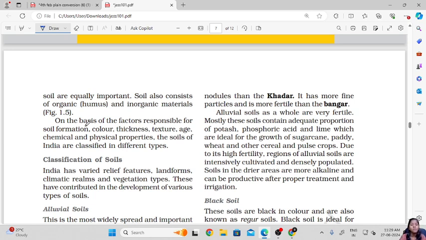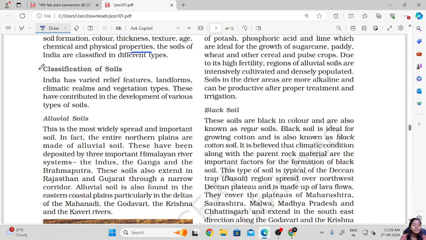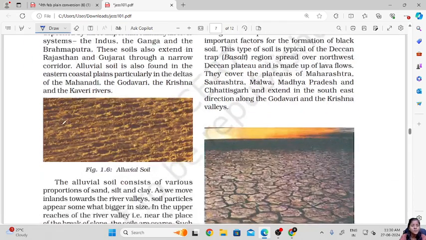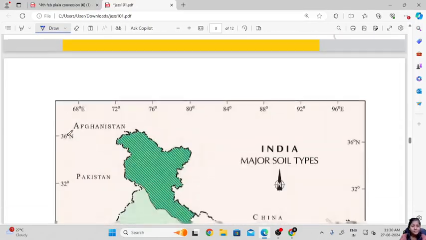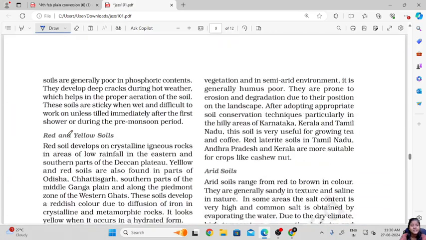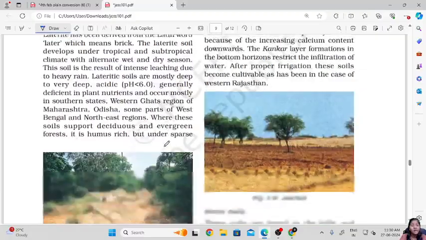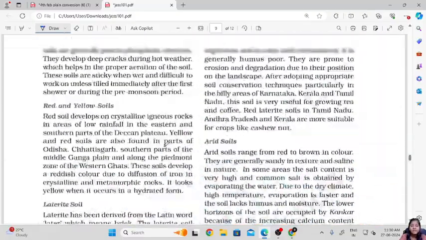And then soil consists of humus and inorganic material. So on the basis of all these factors responsible for soil formation, color, thickness, texture, age, chemical and physical properties, the soils of India are classified into different types. Okay, so here we'll be learning about the classification of soil. It is classified into alluvial soil, black soil, red and yellow soil, laterite soil, arid soil, and forest soils. So this is how they have classified soils.